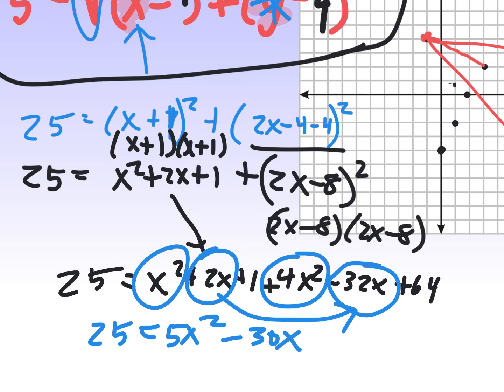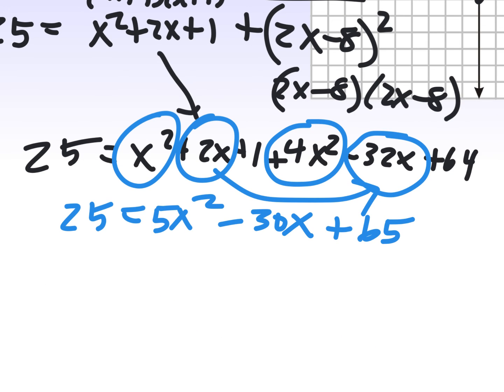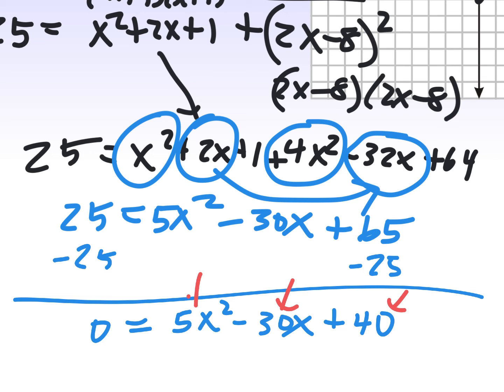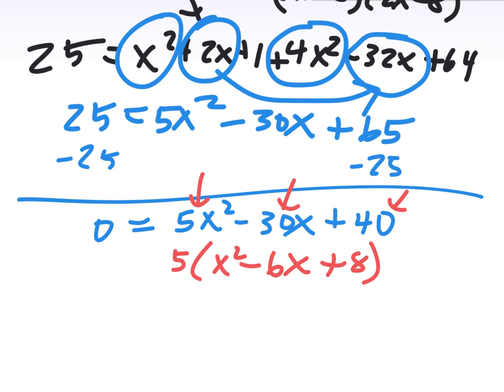Double checking myself, plus 65, I think. And if this is going to be so nasty that I can't factor it, well, you might actually be able to factor it. By the way, if you can factor it, you should. Could be followed up with, if you can't factor it, use the quadratic formula. But see how everything has a 5 in it? It's not going to be that bad. 5 comes out. X squared minus 6x plus 8. Oh my gosh, it's going to factor.